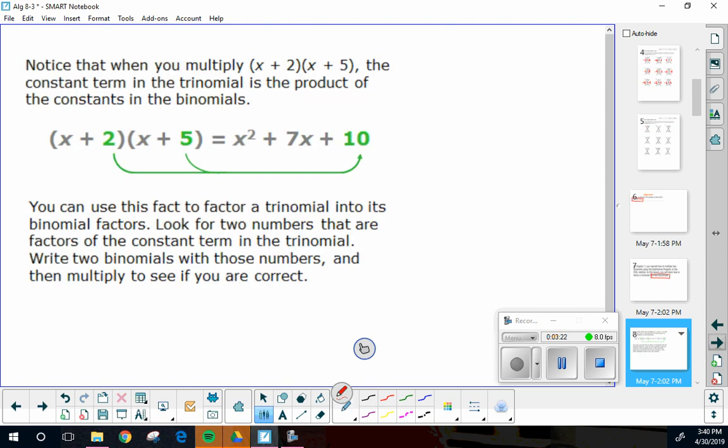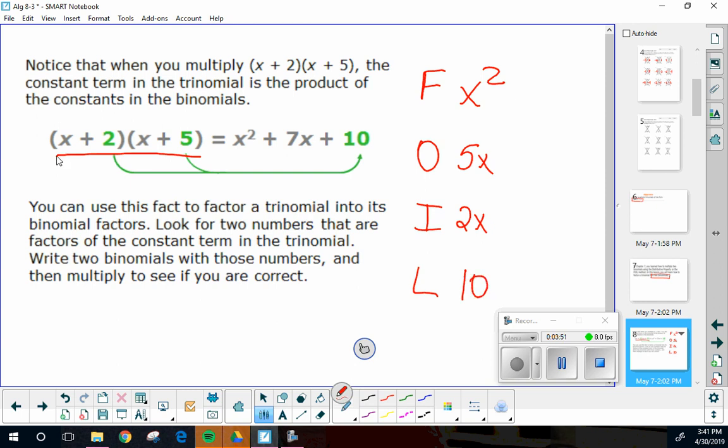So we learned that when we do FOIL on these two binomials, remember FOIL is first, outer, inner, and last, we get x squared. The outer is 5x, the inner is 2x, and then the last is 10. And that becomes x squared plus 7x plus 10. So when we factor our polynomials, we're going to go from this step to this step.